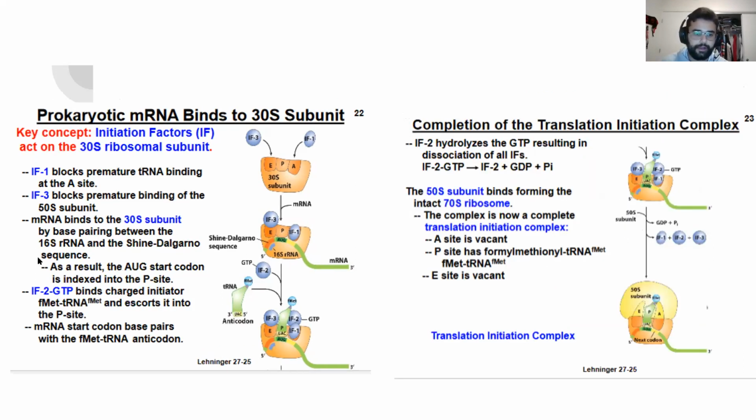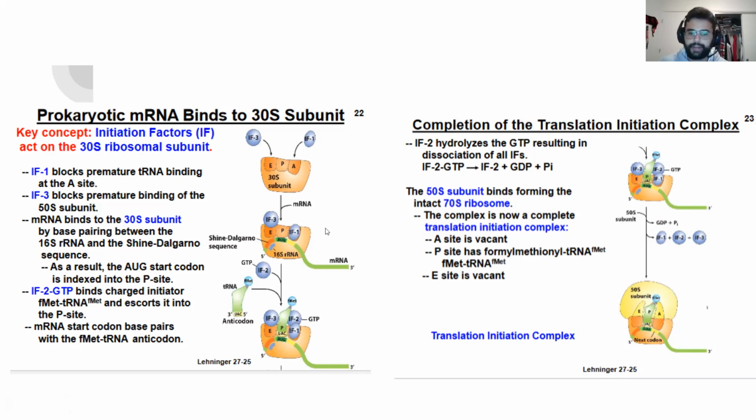So once we put all these initiation factors together and we have the AUG specifically at the P site, our IF2 bound to GTP is going to bind to our P site. Remember, our IF2-GTP is going to bring in our N-formyl methionine tRNA and escort it to the P site. And we're going to position that tRNA specifically at the P site.